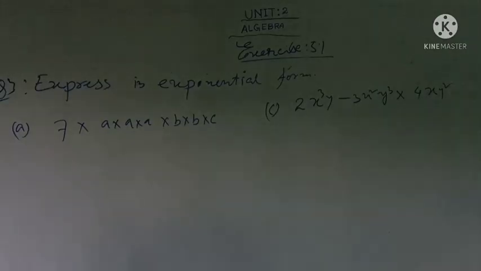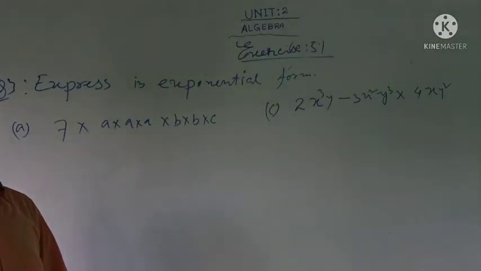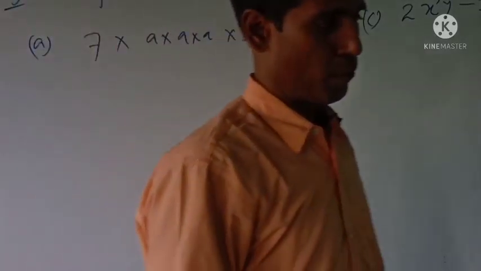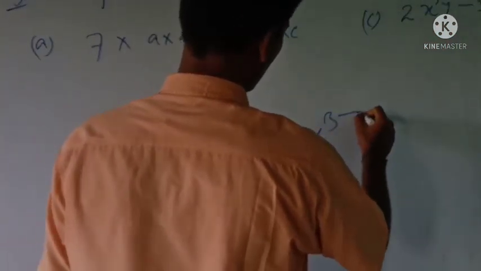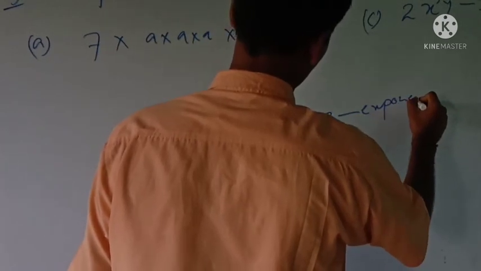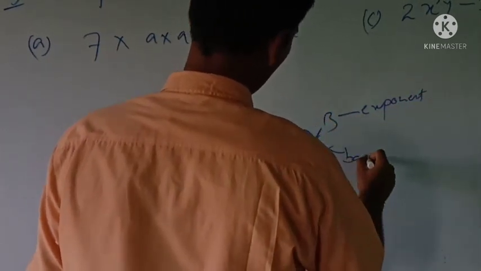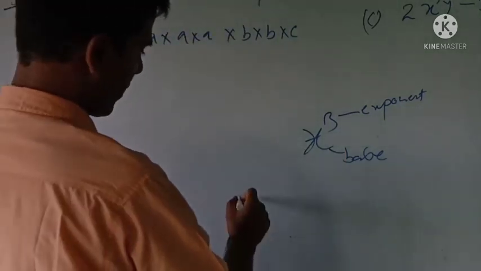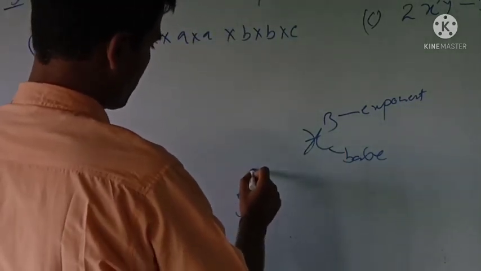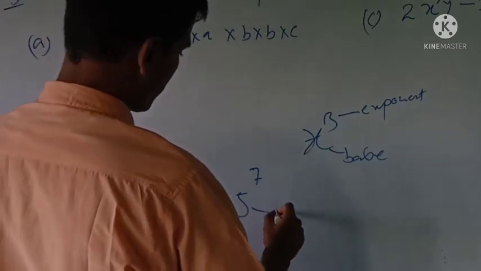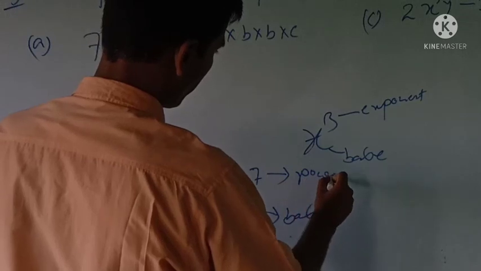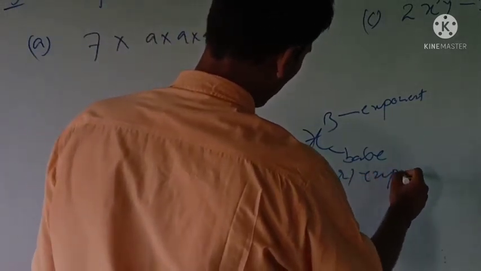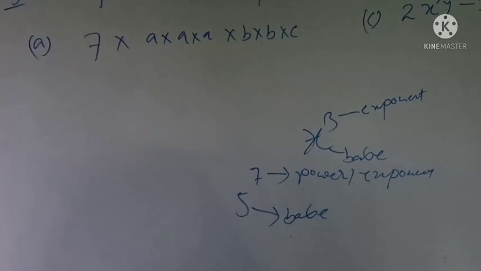Now let us solve question number 3: express in exponential form. So we know what an exponent is. When you write x cube, this cube is called the exponent, and this x is called the base. When you write 5 raised to the power 7, this 5 is called the base, and this 7 is called the power or exponent. All right.